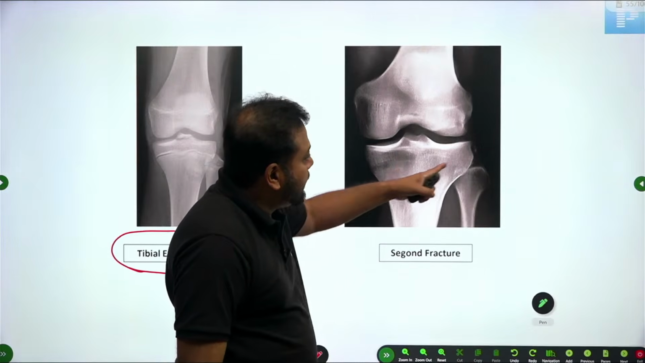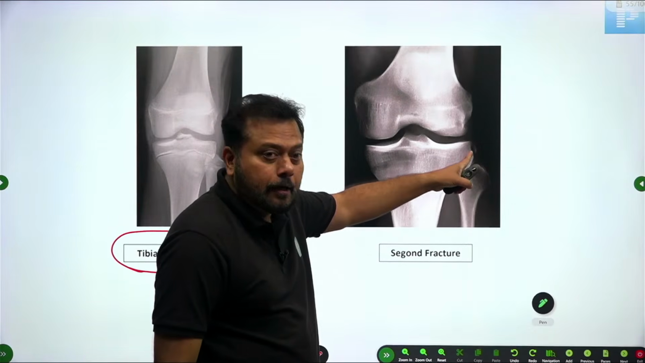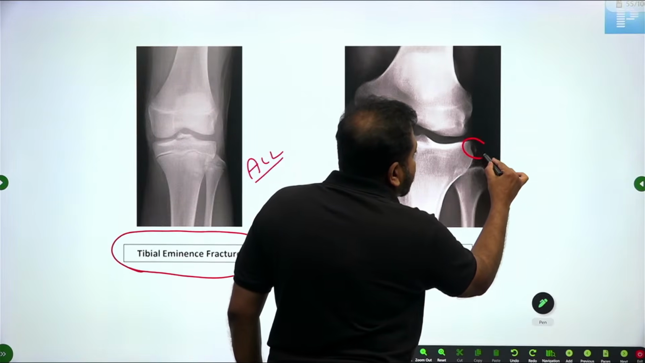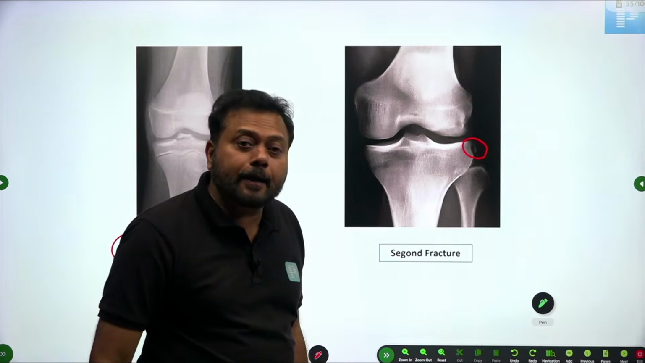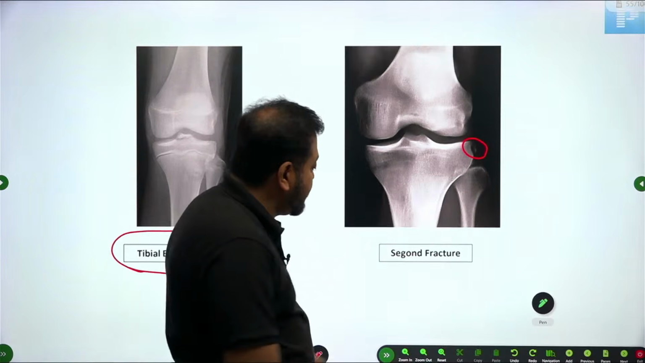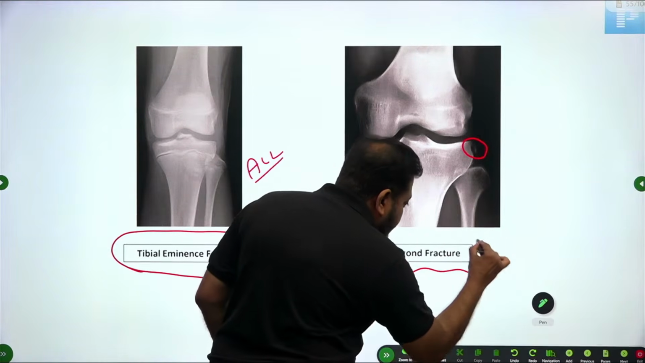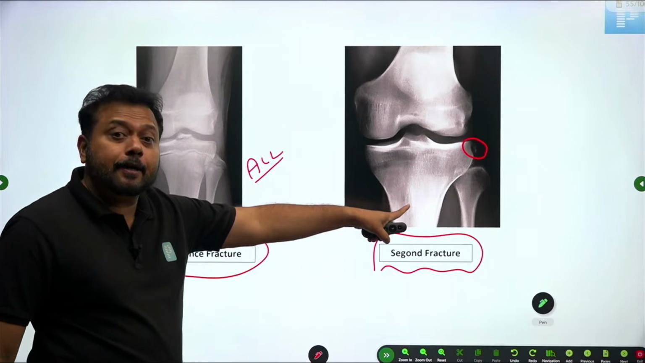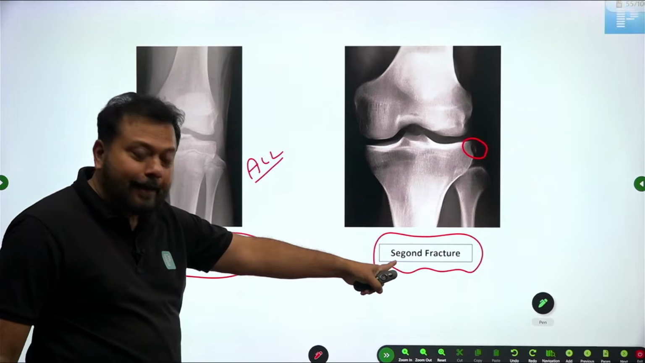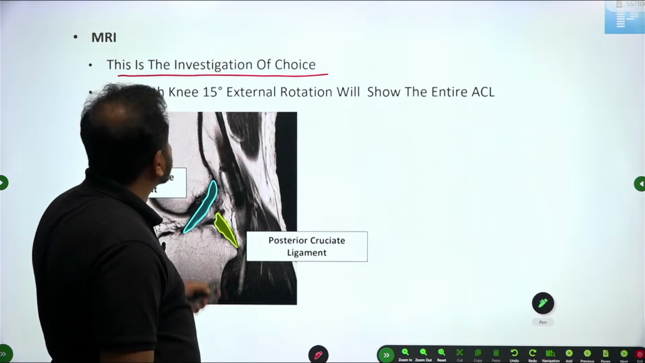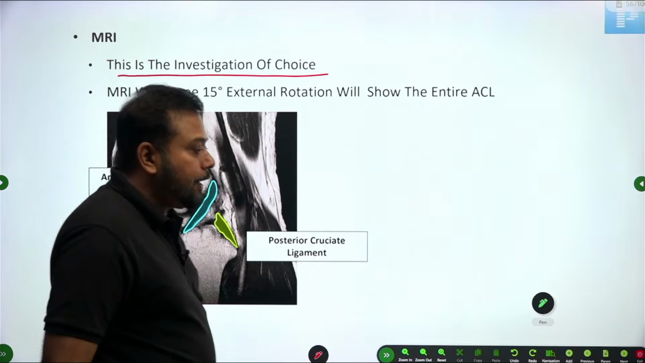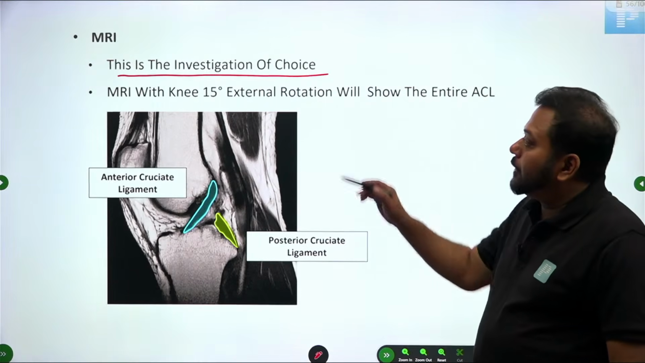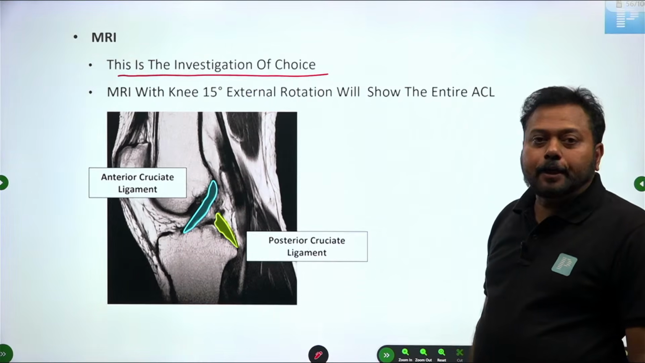Here, this is the lateral tibial condyle. You can see a chip fracture of the lateral tibial condyle, and this is called Segond fracture. They have not asked this radiological sign so far, so it is a highly expected question: Segond fracture. Now coming to investigation of choice, MRI is the investigation of choice.